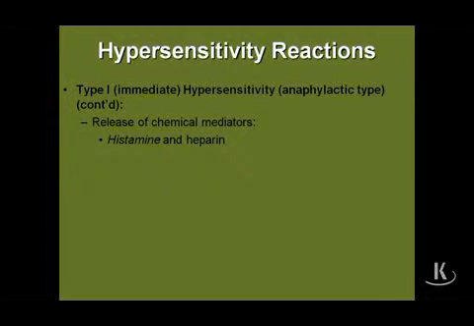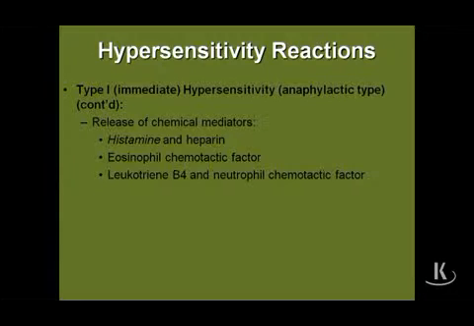And when you release these chemical mediators, what are these mediators? This is a review of what we talked about in acute inflammation. Obviously, a very potent vasodilator would be histamine, and heparin is also found in mast cells, an anticoagulant. Then it also will attract inflammatory cells, so you have eosinophilic chemotactic factor. You will also release leukotrienes, including leukotriene B4, remember, is important for chemotaxis, as well as upregulating adhesion molecules on leukocytes. And you'll also release another chemotactic factor for neutrophils as well.